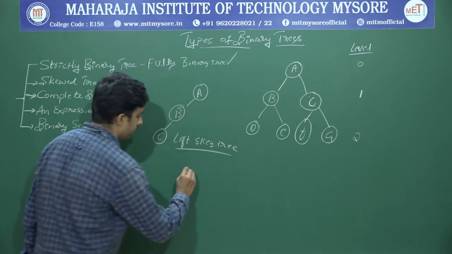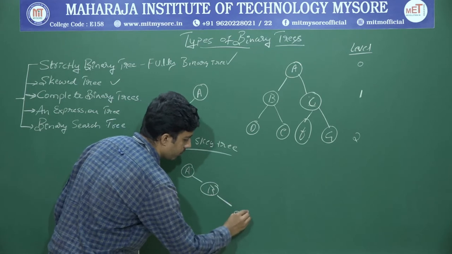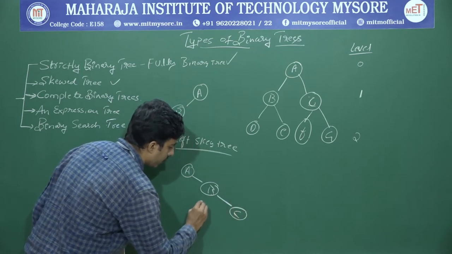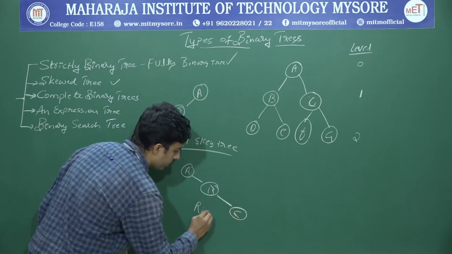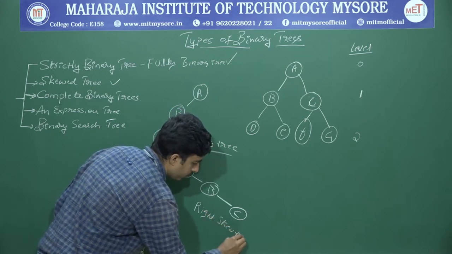Now the second one: if it has children only towards the right, that is called a right skew tree.